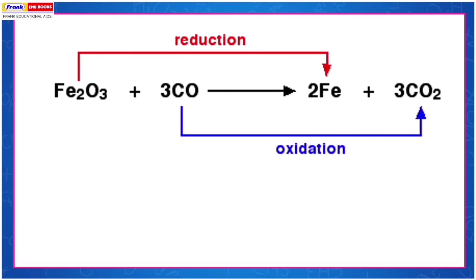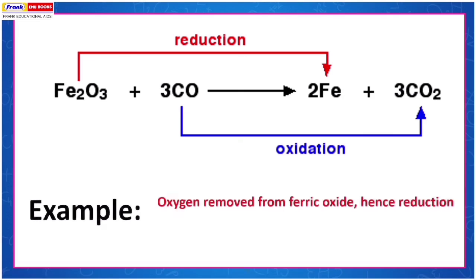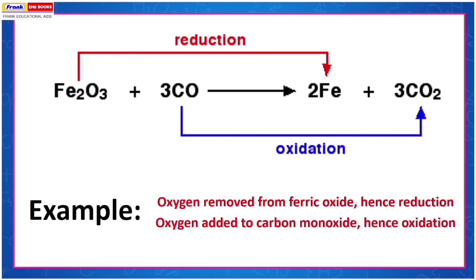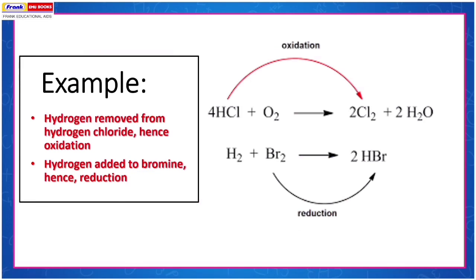Fe2O3 plus 3CO gives 2Fe plus 3CO2. Oxygen is removed from ferric oxide, hence it is reduction. Oxygen is added to carbon monoxide, hence oxidation. 4HCl plus O2 gives 2Cl2 plus 2H2O. Hydrogen is removed from hydrogen chloride, hence oxidation. H2 plus Br2 gives 2HBr. Hydrogen is added to bromine, hence reduction.